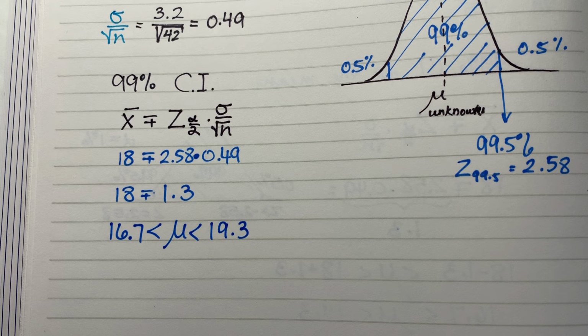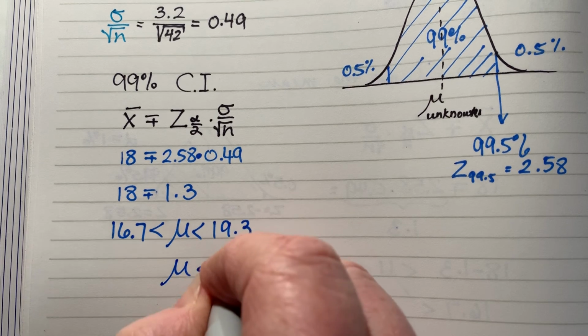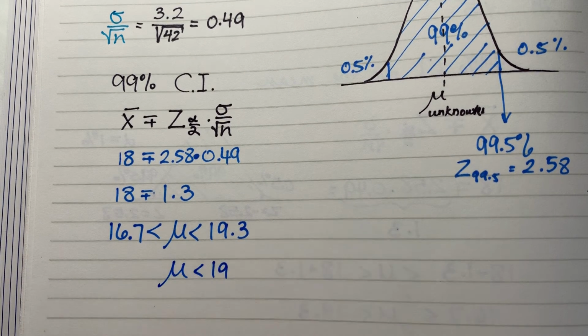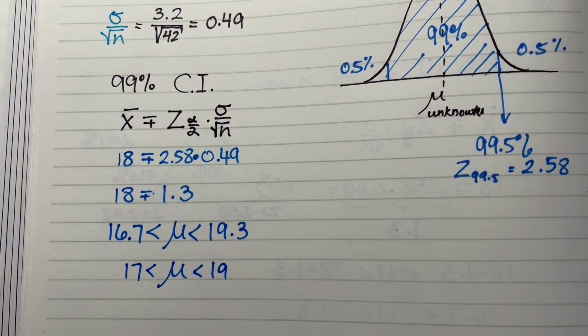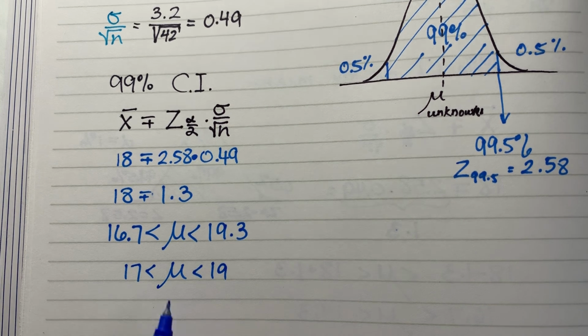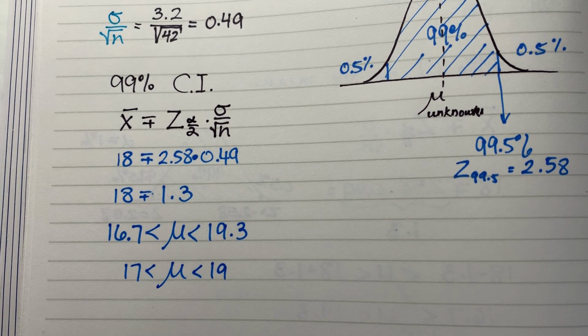And you can round it. Don't forget that we're talking here about the number of patients. So the average number of patients that they would be able to see is anywhere between about 17 to 19 patients, okay? So 99% of the intervals that we construct are actually going to capture our true population mean, right? Alrighty.